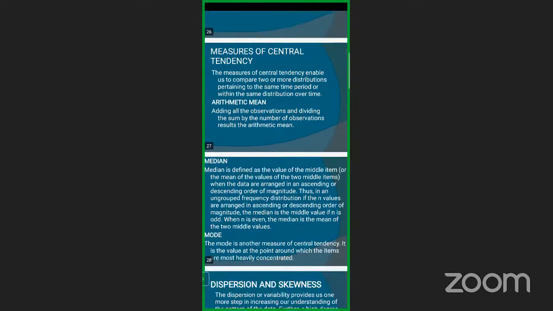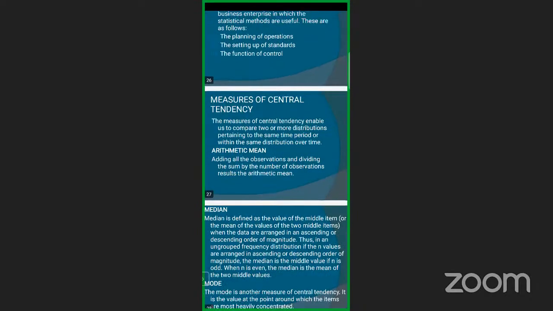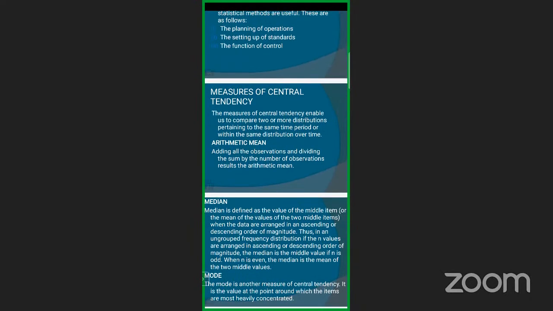Apart from this, the mode is a third positional average. The mode is another measure of central tendency, and it is the value around which the items are most heavily concentrated. It means a value that repeatedly occurs again and again. That value is considered the mode. The value that repeats the maximum number of times is called the mode.